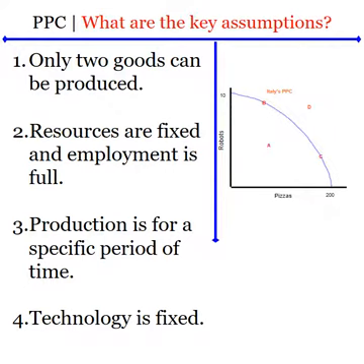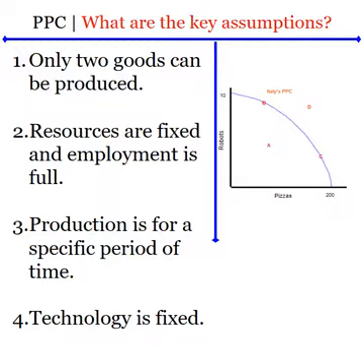The last part of number 2, employment is full. That's telling us that if you're at any point on the PPC curve itself, then you have full employment. So in this case, points B and C, employment is full. That means everyone who is able to work and wants to work is working. Remember, A, any point under the curve, is high unemployment.